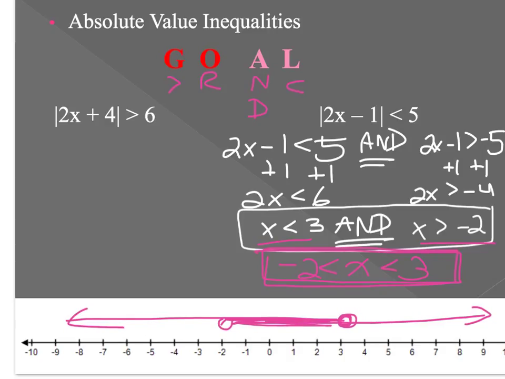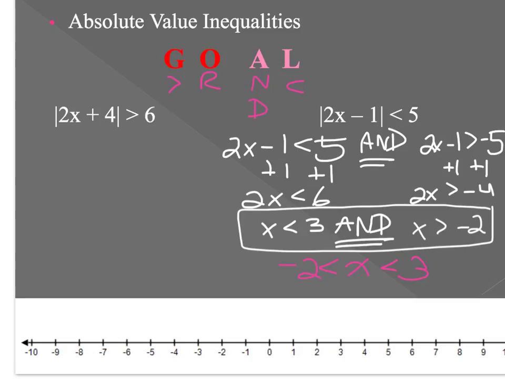So it's easier to think of it as a compound, like we have here, written all as one big inequality, because you put an open circle at negative 2, an open circle at 3, and just like it looks like here, x is somewhere in between those two. So when you're using the word and, you can write the compound inequality like this once you get your final solution.